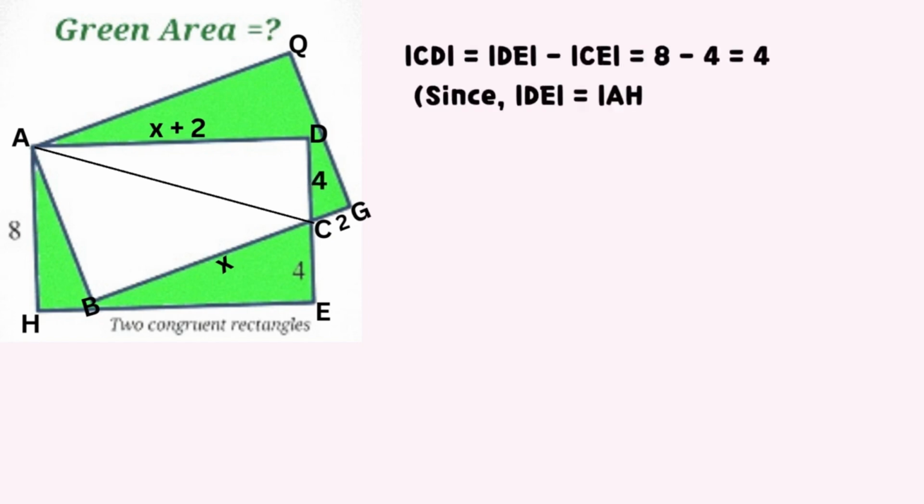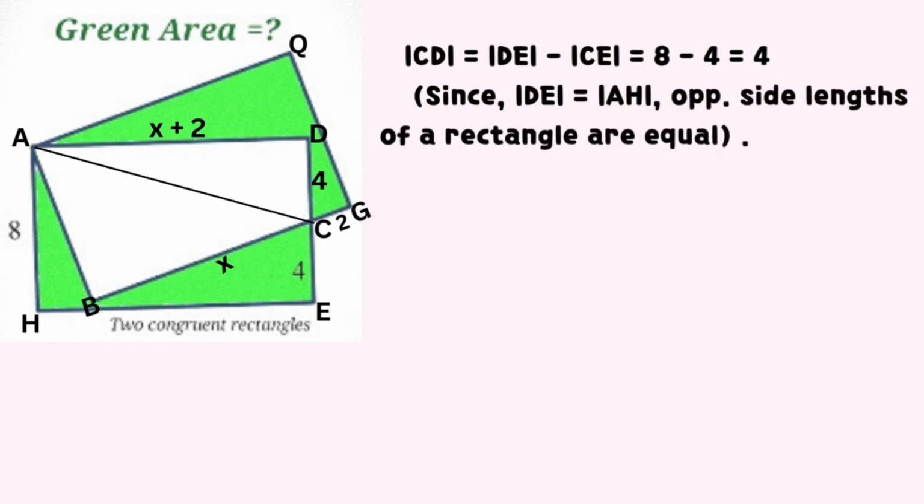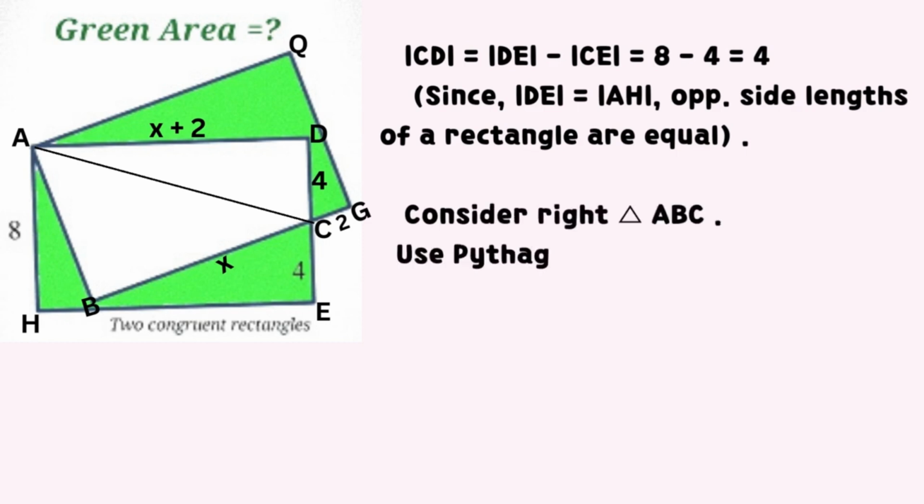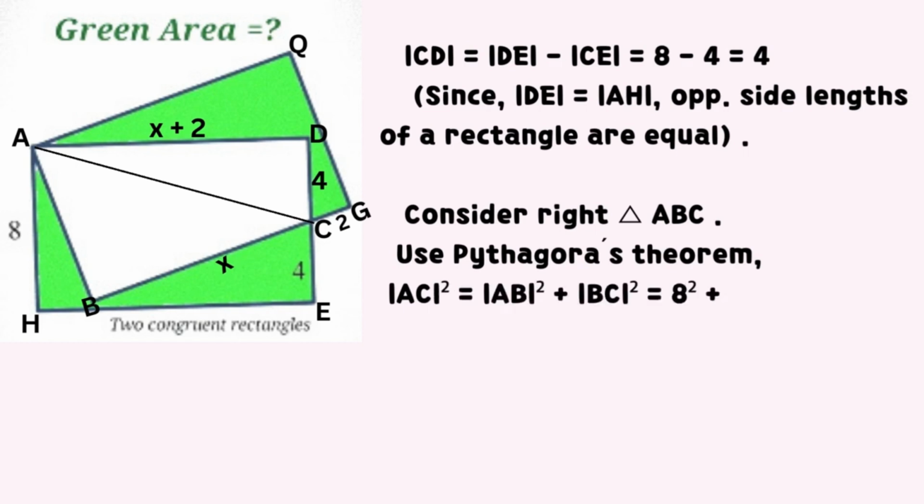Line CD equals line DE minus line CE, which equals 4, after simplification of substituted values. Since line BD equals line AH. This is because opposite side lengths of a rectangle are equal.